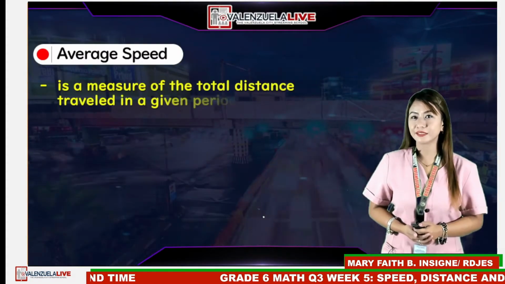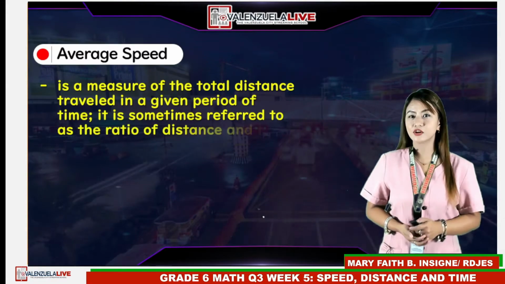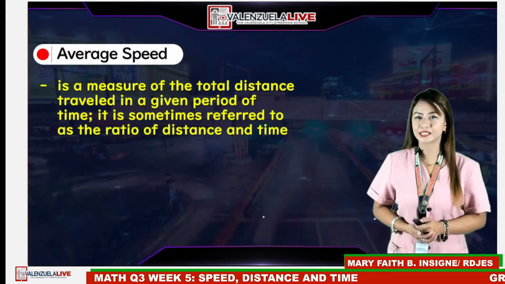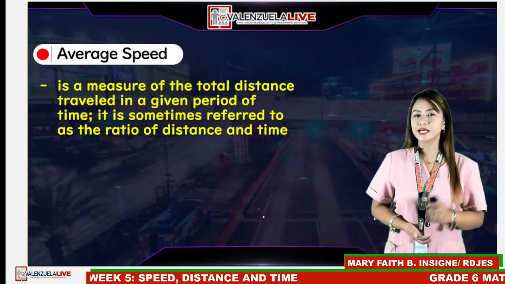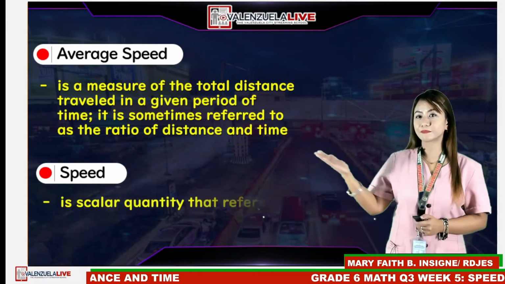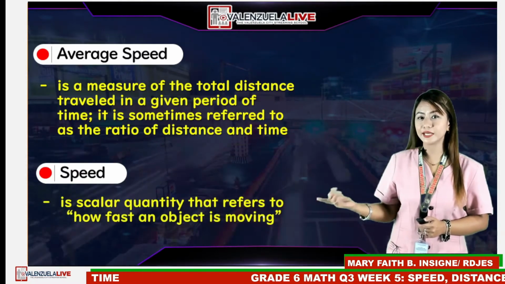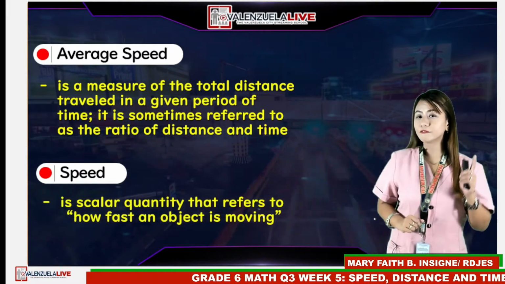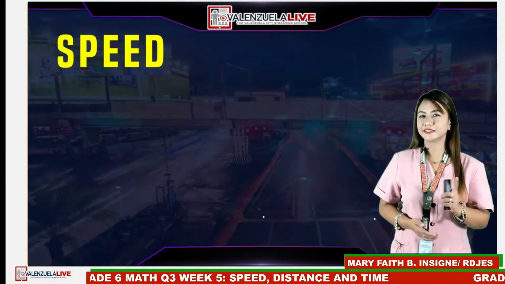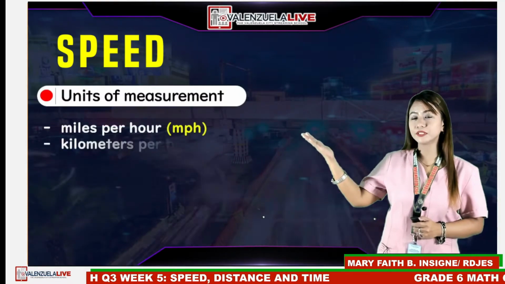Average speed is a measure of the total distance traveled in a given period of time. It is sometimes referred to as the ratio of the distance and time, while speed is a scalar quantity that refers to how fast an object is moving.